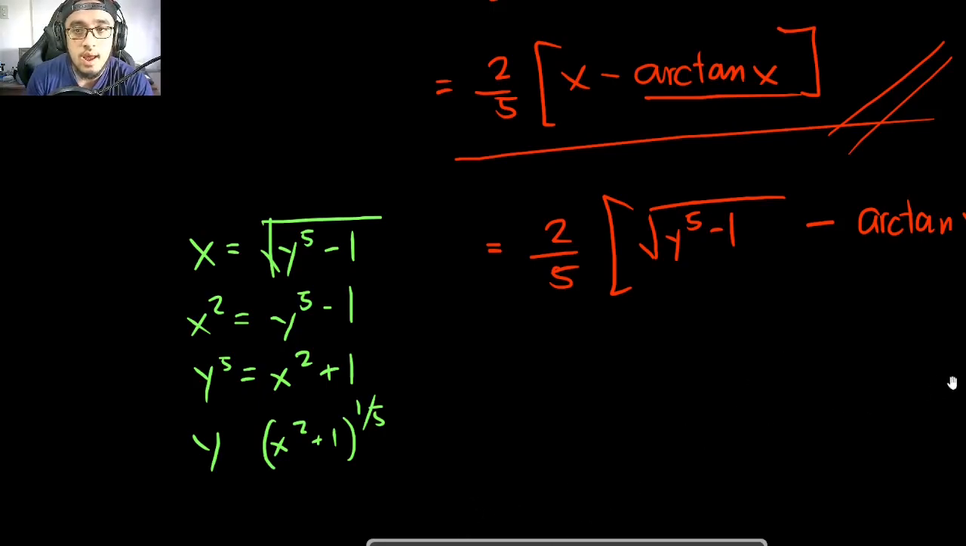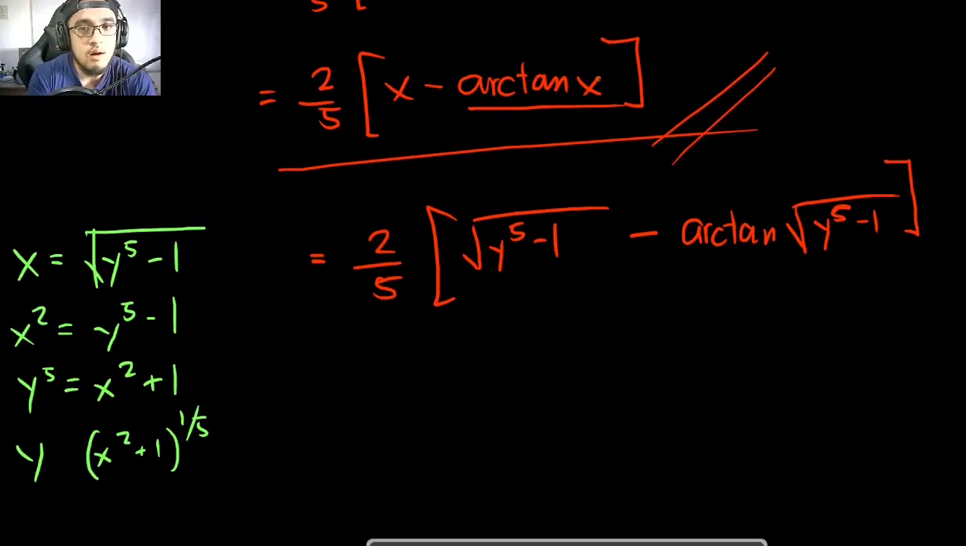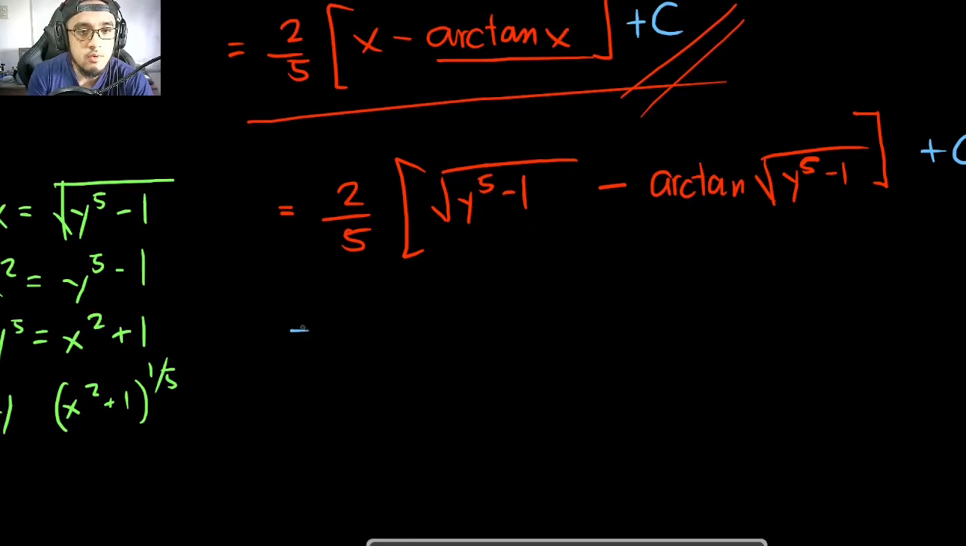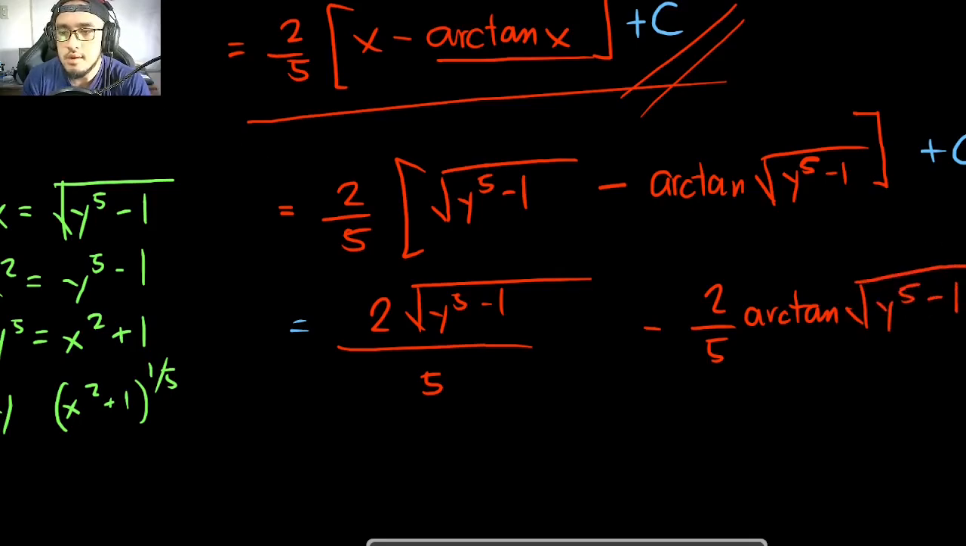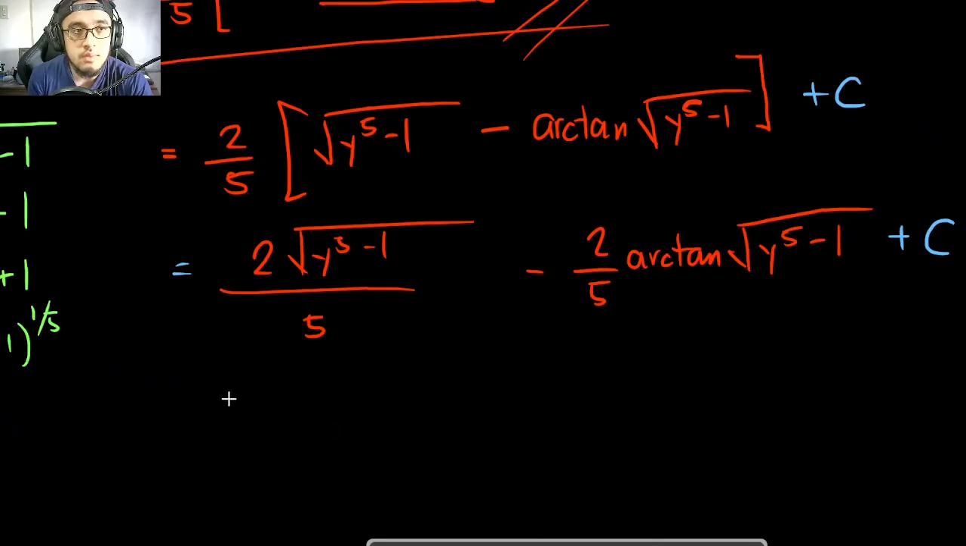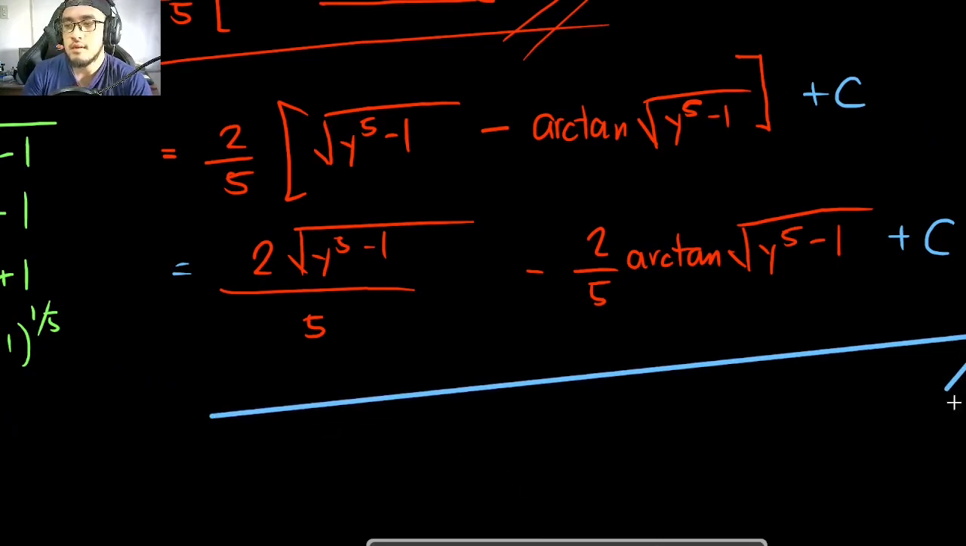And don't you forget, guys, our arbitrary constant, so plus c. So distributing this constant right here, this is now equal to 2 times the square root of y raised to 5 minus 1 divided by 5 minus 2 over 5 times arctangent of the square root of y raised to 5 minus 1 plus our arbitrary constant c. So for this particular problem, this is our final answer. So there.